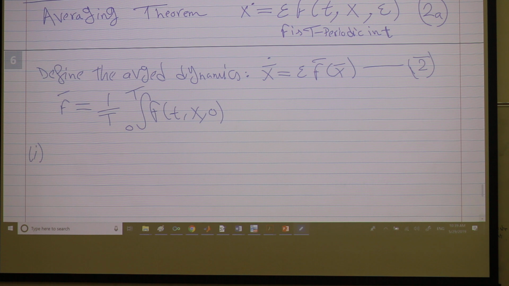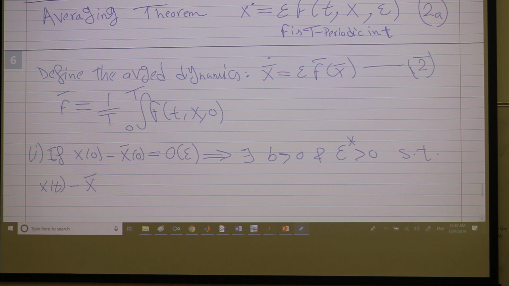So here is the statement of the theorem. If x of 0, the initial condition for the original system, minus the initial condition for the average system, are close enough, they are of order epsilon, then there exist b and epsilon star such that the solution of the original system and the solution of the average system stay close together for all t, not all time forever, but for time long enough. Remember, this is an important distinction because, let me just write it, it's 0 to b over epsilon.